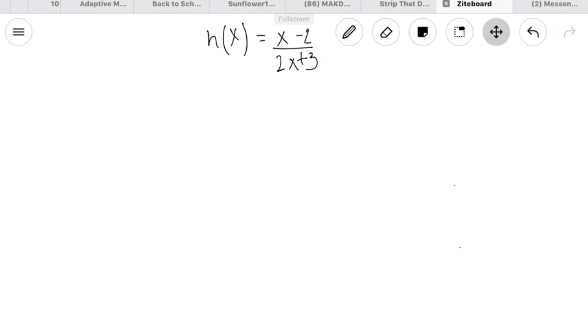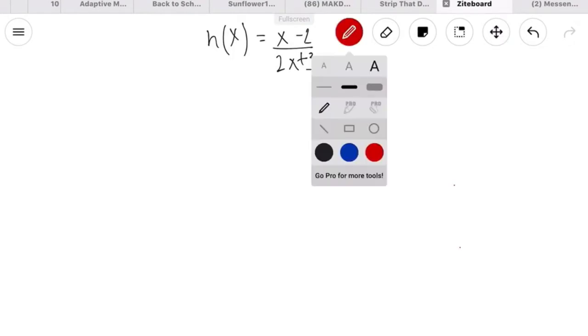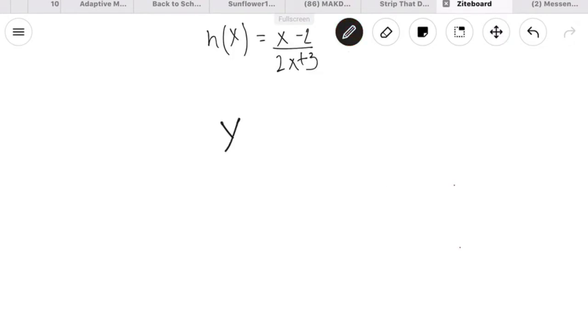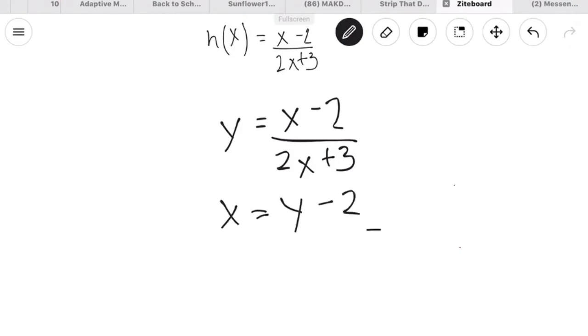First, we need to apply the first rule, which is to replace f of x with y. So, f of x magiging y equals x minus 2 over 2x plus 3. Next, interchange y and x. So, si y magiging x. And si x magiging y. So, then 2y plus 3.